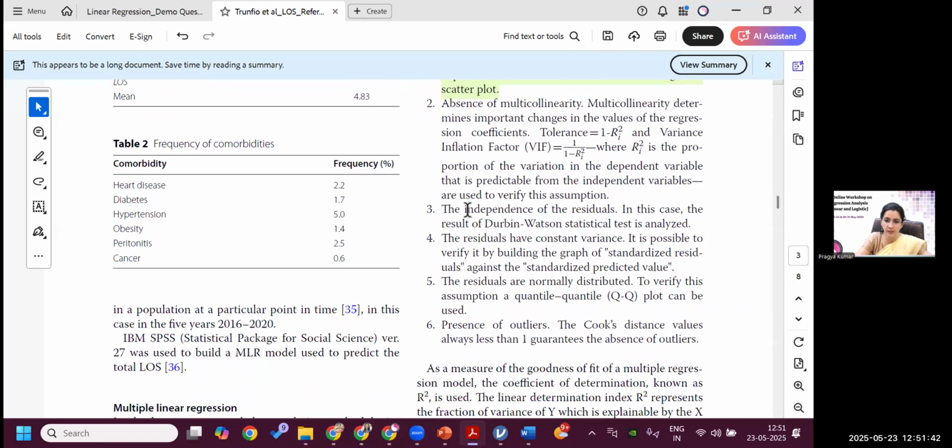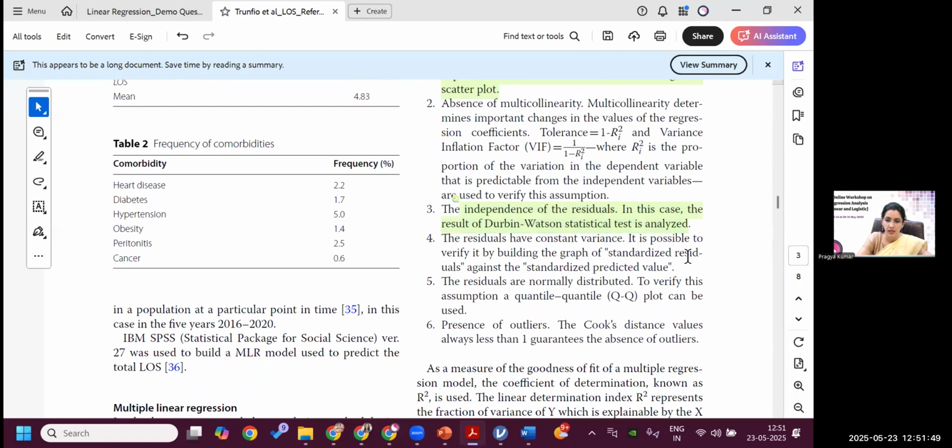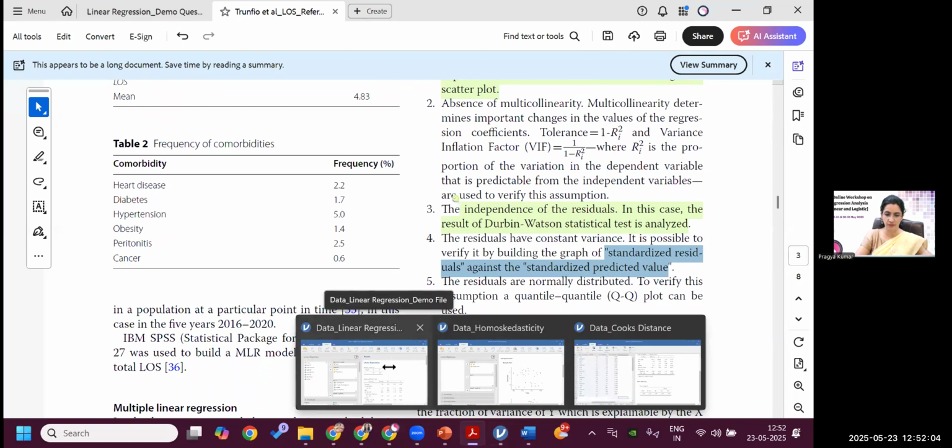This one, the independence of residual, Durbin-Watson statistics. This I have not told you, I will tell you. Again, the residuals have a constant variance. It is possible to verify it by building the graph of standardized residual against the standardized predicted value, which we have seen in case of Jamovi.